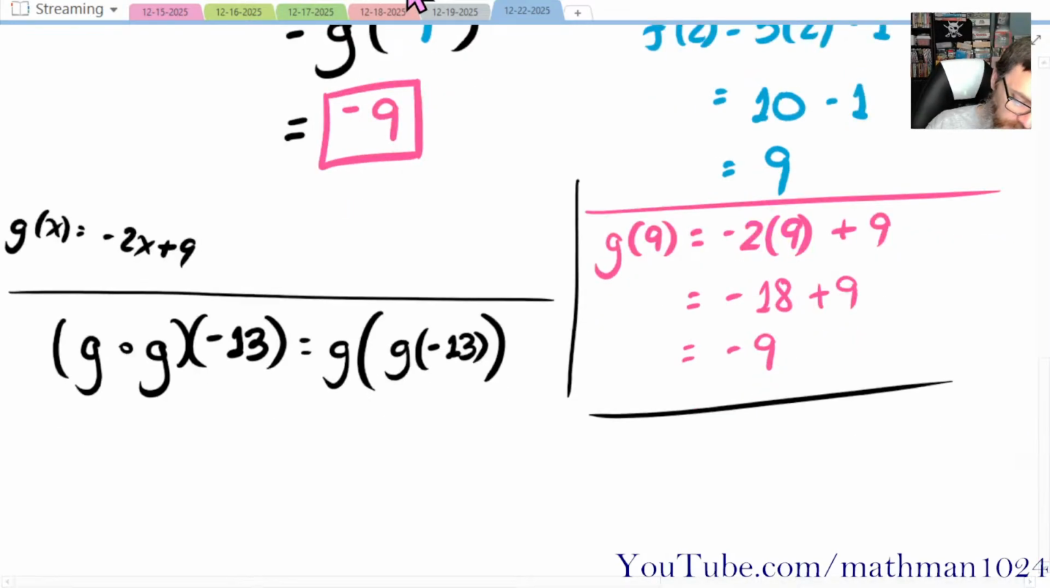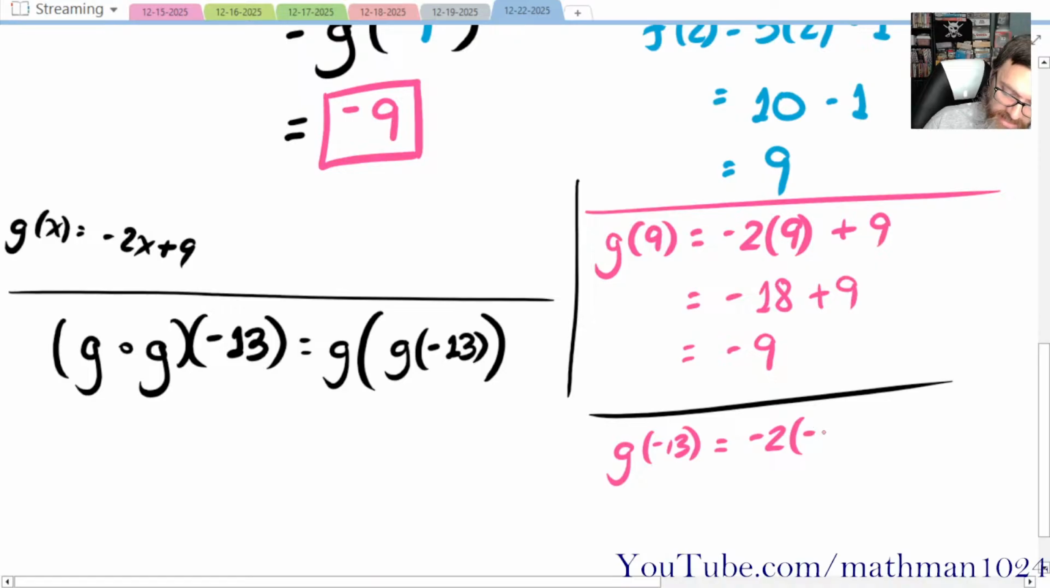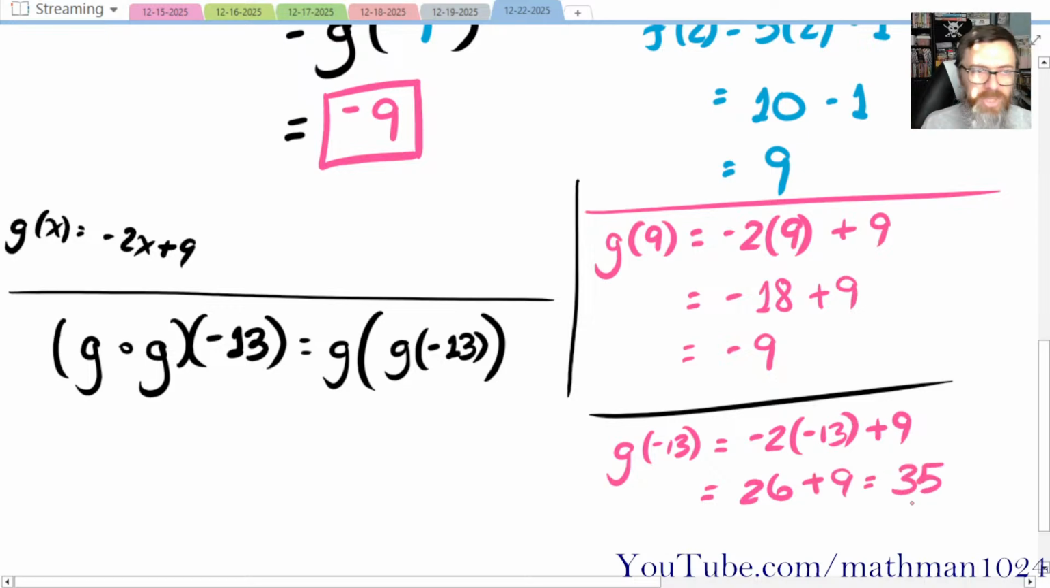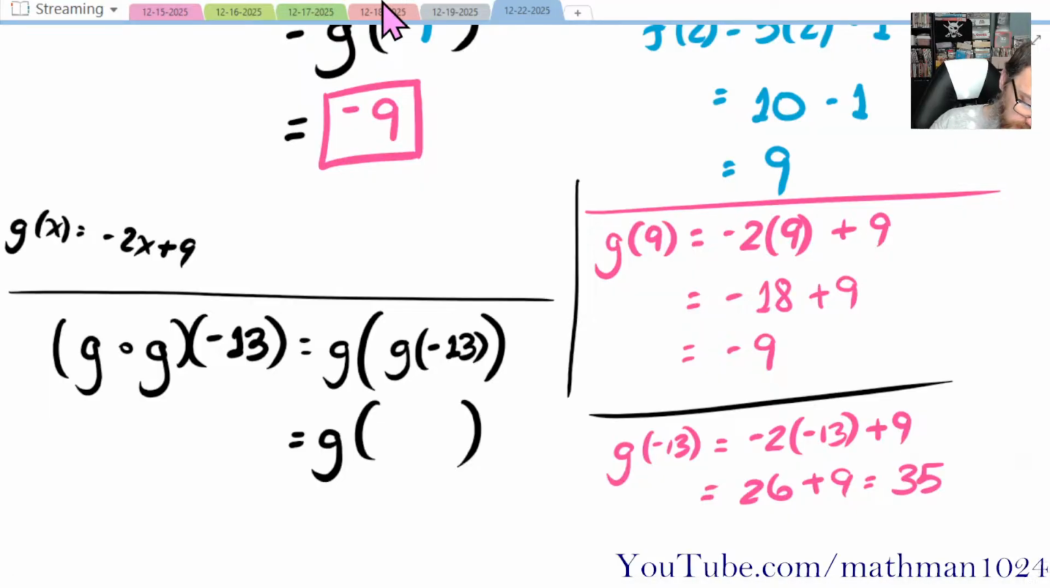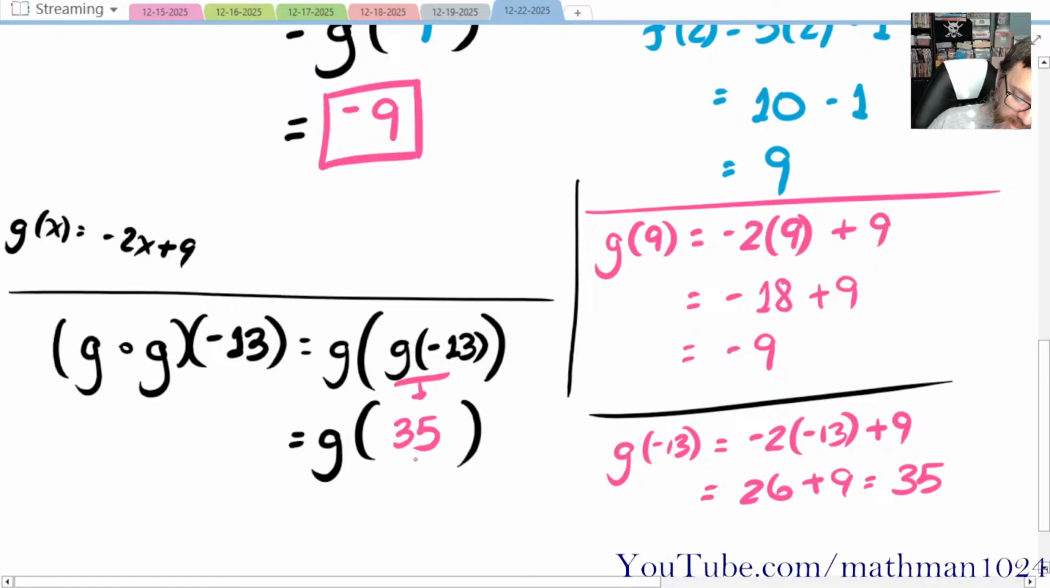All right, so I'm going to do this off to the side. So g of -13, -2 times -13 plus 9. So 26 plus 9 equals 35. So again, as long as we know arithmetic, we're going to be fine. Well, it's knowing arithmetic and knowing how to interpret the symbols that we see here. So this becomes g of, well, g of -13 we see off to the side here becomes 35.